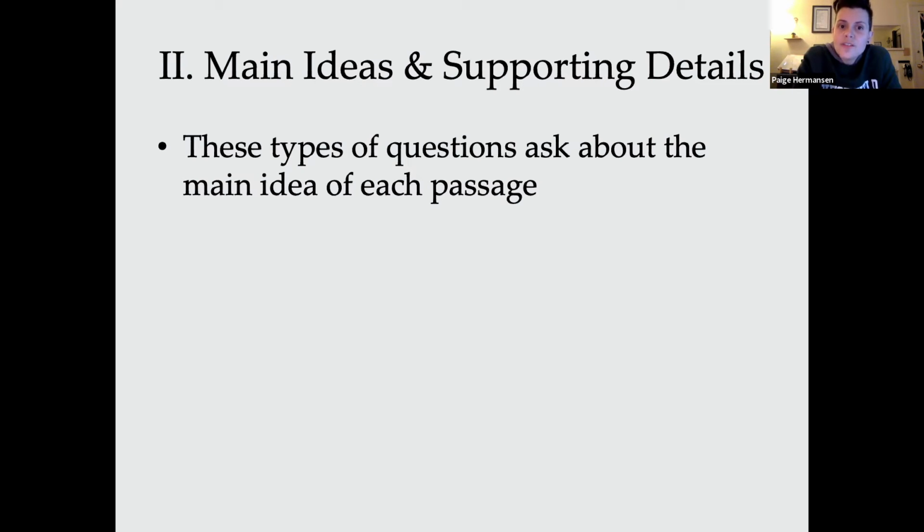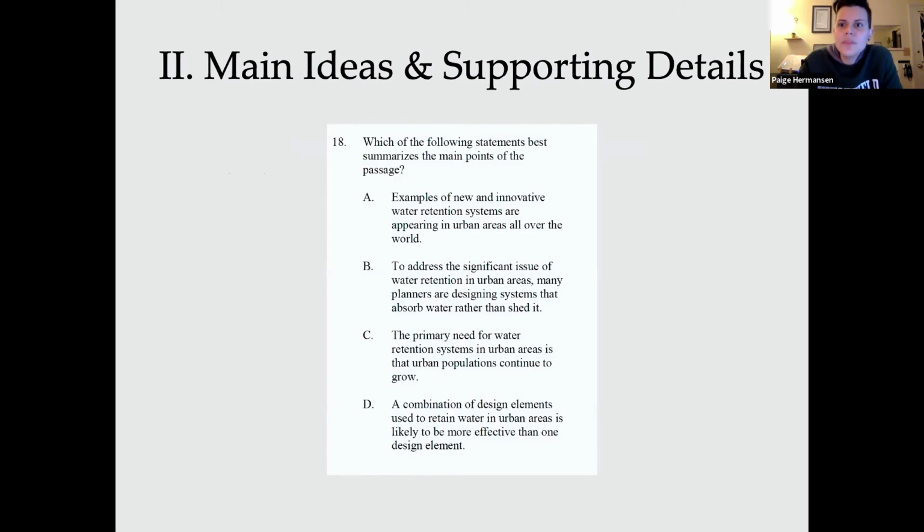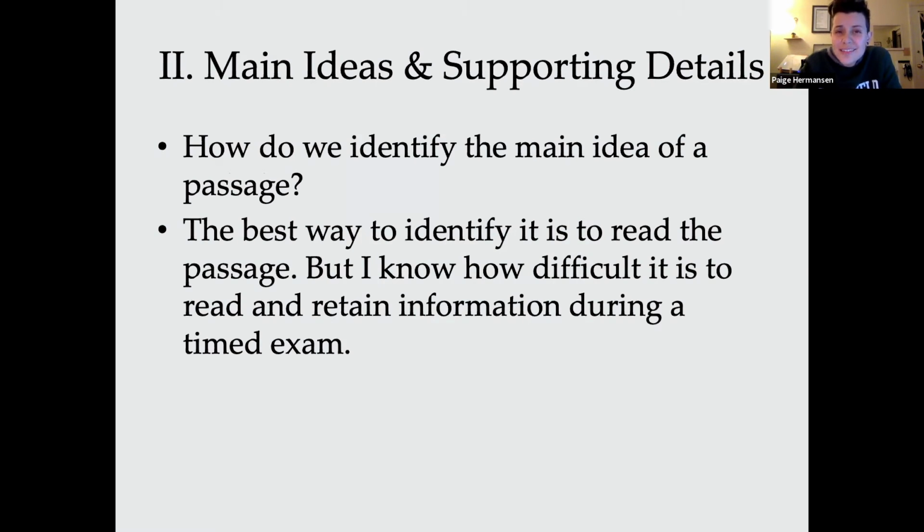These types of questions ask about the main idea of each passage, right? Here's an example of that kind of question. Which of the following statements best summarizes the main point of the passage? And then we have 4 options. We're going to come back to this, but this applies to the last passage that we were looking at, or the one before that. Anyway, how do we answer questions like this? How do we identify the main idea of a passage? The best way is to read the passage, right? That's the best way to answer the main idea questions.